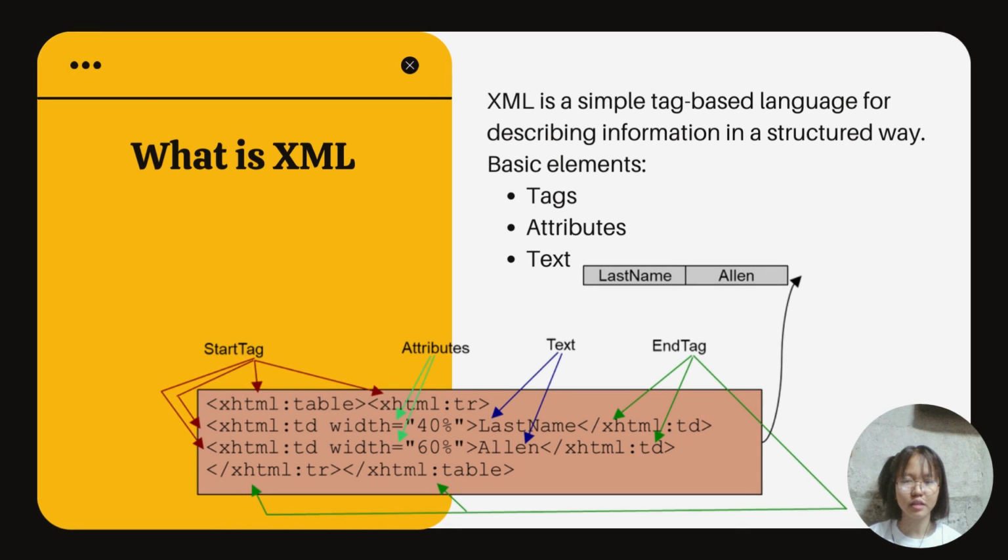What is XML? XML stands for Extensible Markup Language. It is used to describe data. XML is a simple tag-based language for describing information in a structured way. There are three basic elements of XML, which are the tags, attributes, and text. The figure below shows where the basic elements are located.